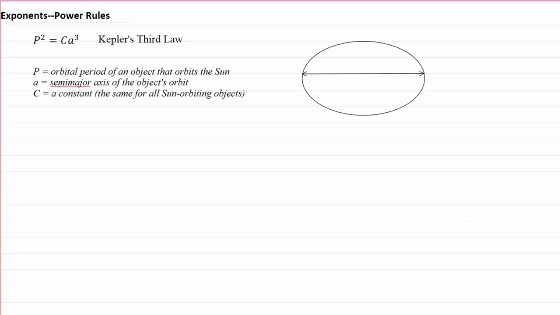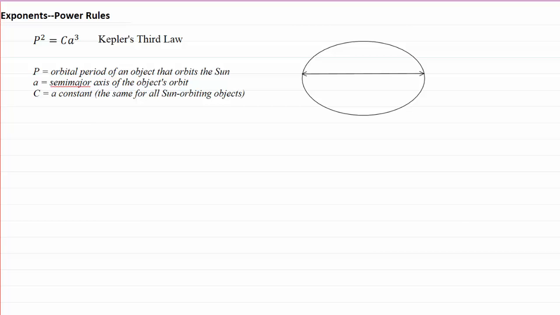This video will show how to use exponent power rules in solving problems with Kepler's third law, something that shows up in astronomy. I have Kepler's third law written here. It's the equation that looks like P squared equals C A cubed.